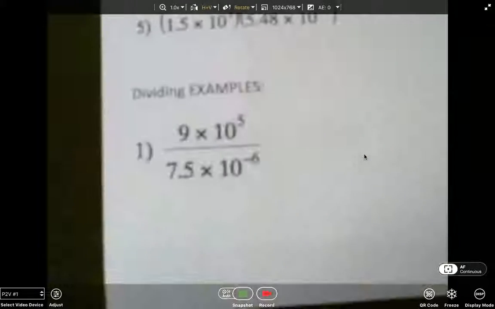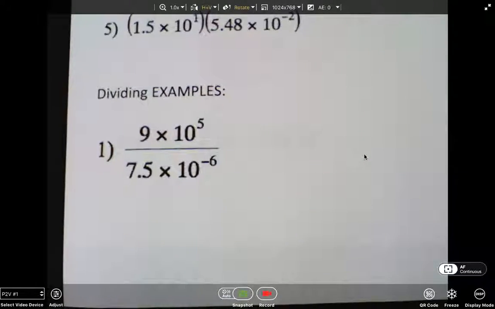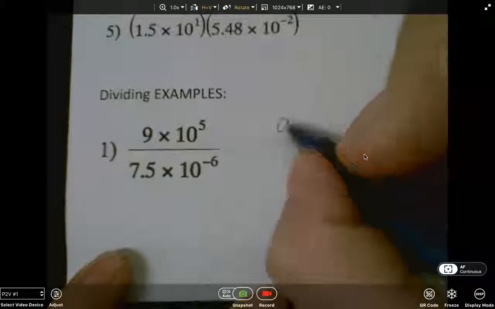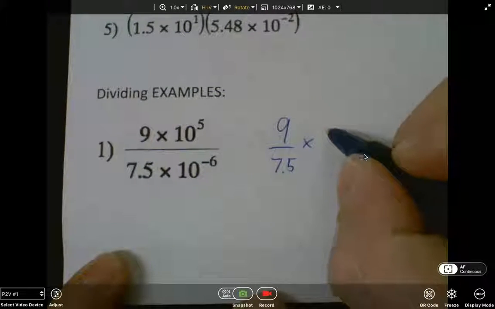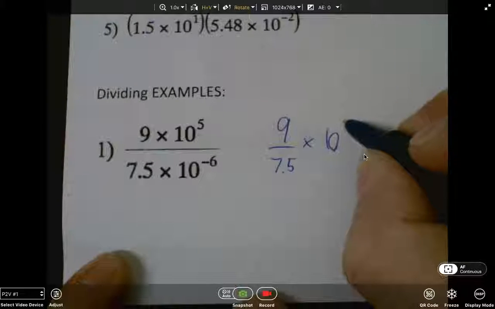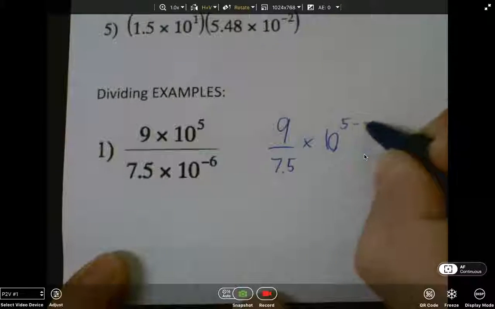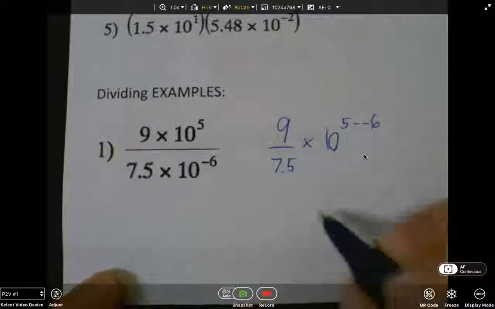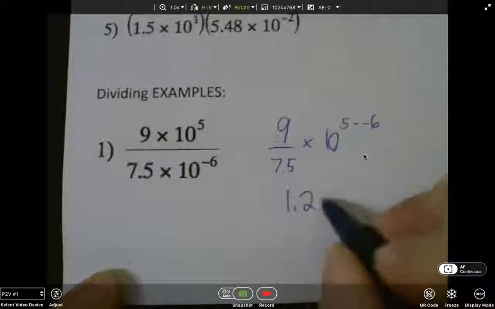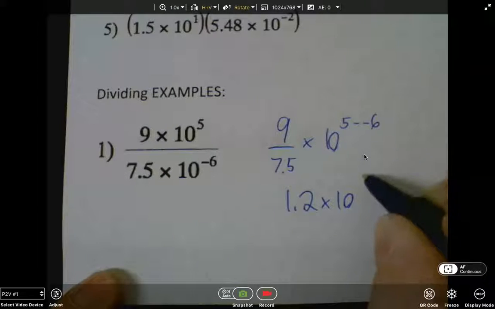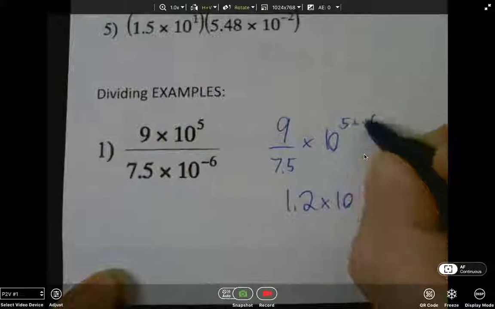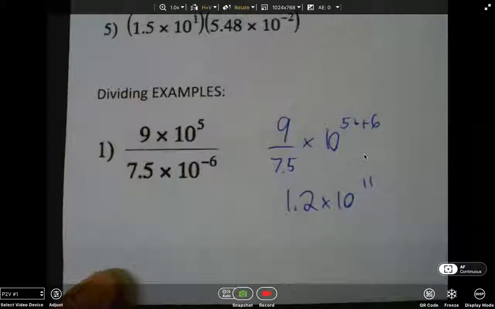If you look at the dividing examples, same thing as well. So the first thing we'll do is divide the numbers, 9 divided by 7.5 times 10, again we want this in scientific notation, to the 5 minus negative 6. 9 divided by 7.5 is 1.2 times 10, and 5 minus negative 6 is 5 plus 6. This becomes plus a positive, which is 11.